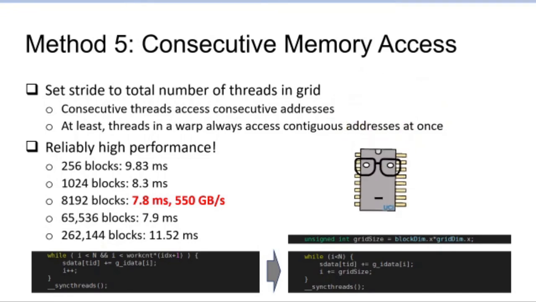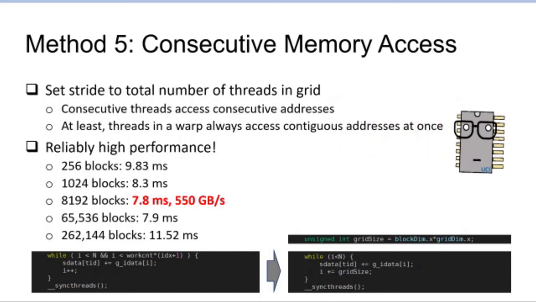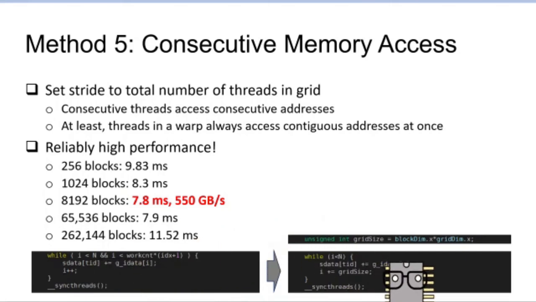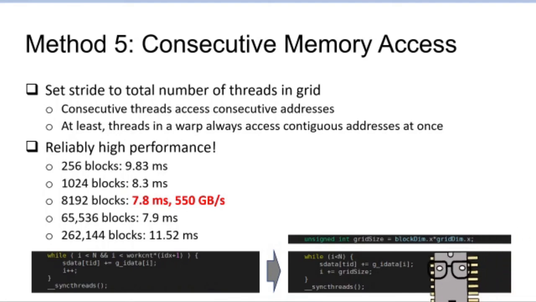In this way, maybe I should have had a diagram here, the consecutive threads, just like how I tried to show in the previous slide, will access consecutive addresses because the window will be moving forward altogether. At least across warps, they can be at different locations in the program, but threads in a warp always access contiguous addresses at once. So instead of increasing I by one, where I is the global memory offset that I'm reading at this particular loop iteration, I can increase I by the grid size, being the size of the block multiplied by the number of blocks in a grid. So if the total number of threads is 10,000, thread zero will be reading offset zero, and then 10,000, and then 20,000, 30,000, and so on.